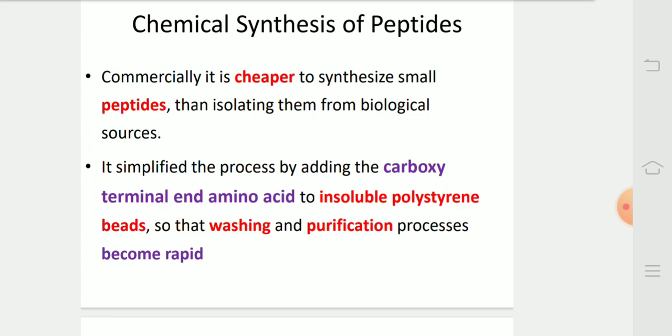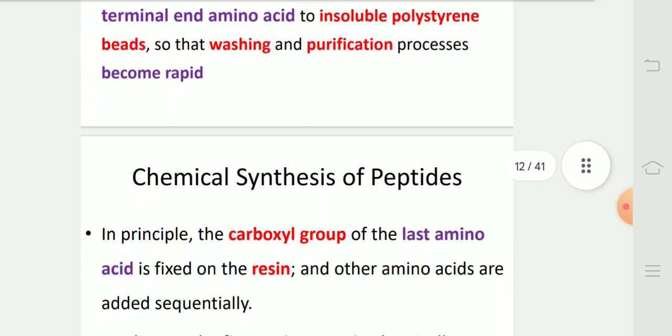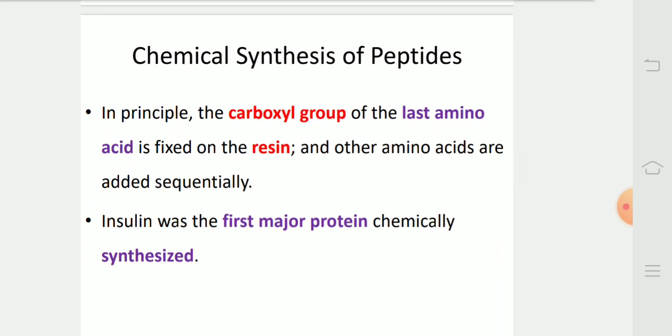Commercially, it is cheaper to synthesize small peptides than isolating them from biological sources. The process is simplified by attaching the carboxy terminal amino acid to insoluble polystyrene beads so that washing and purification become rapid. In principle, the carboxyl group of the last amino acid is fixed on the resin and other amino acids are sequentially added.